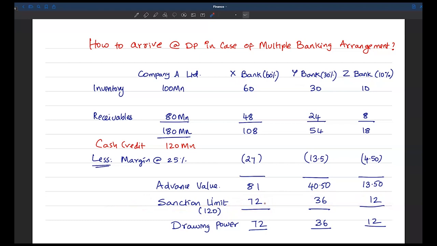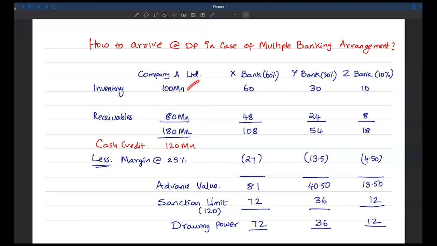So 72 out of 120, that works out to 60% for Bank X. 36 out of 120 works out to 30% for Bank Y, and 12 out of 120 works out to 10% for Bank Z. So this is the basis. So taking the 60%, 30% and 10% as the base, we have to distribute these inventory and receivables among these three banks. So they are having 100 million inventory, 80 million receivable.